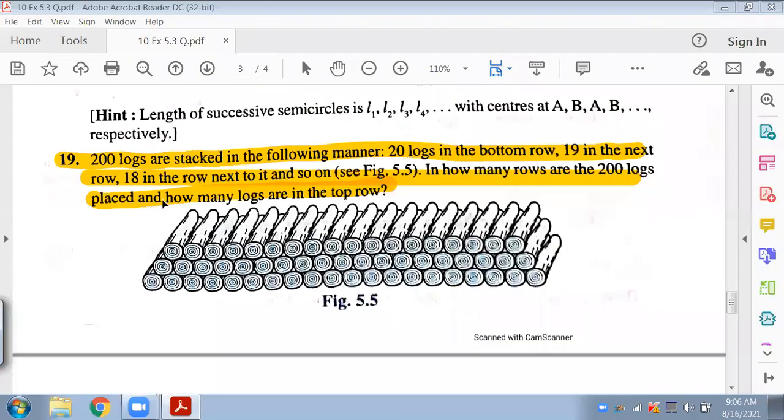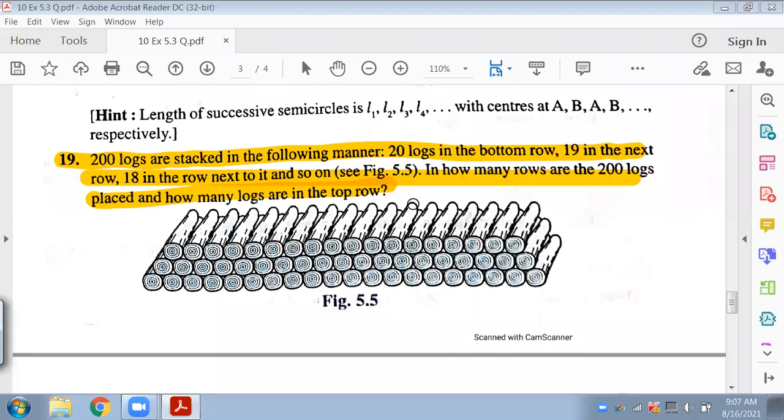Okay, let's say question number 19. Question number 19 is: 200 logs are stacked in the following manner: 20 logs in the bottom row, 19 in the next, 18 in the row next to it, and so on. In how many rows are 200 logs placed, and how many logs are in the top row?